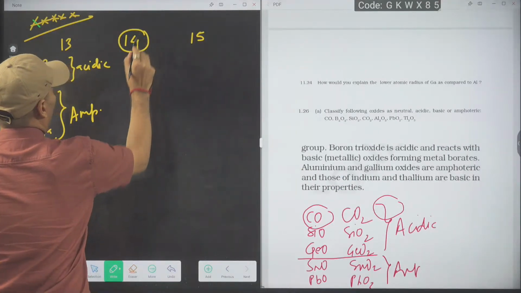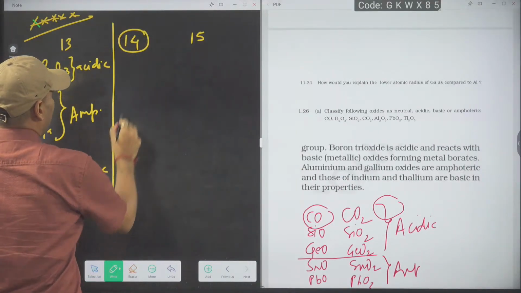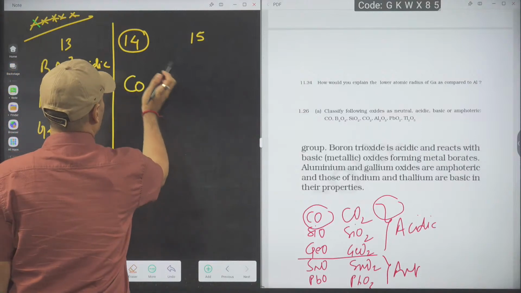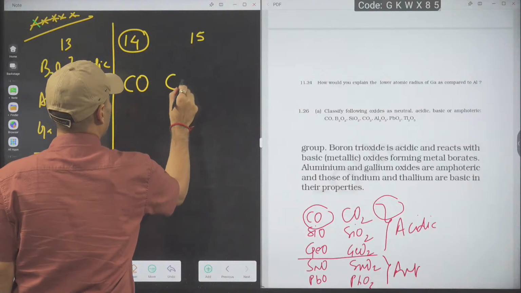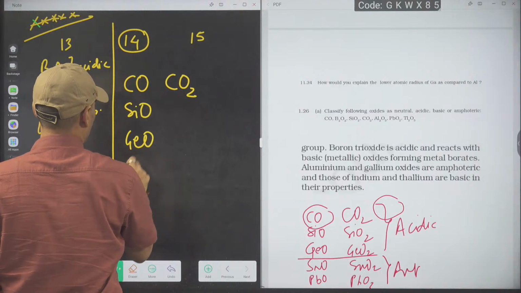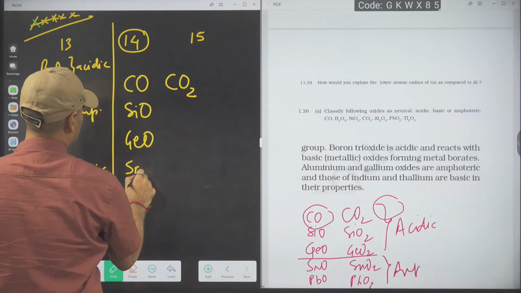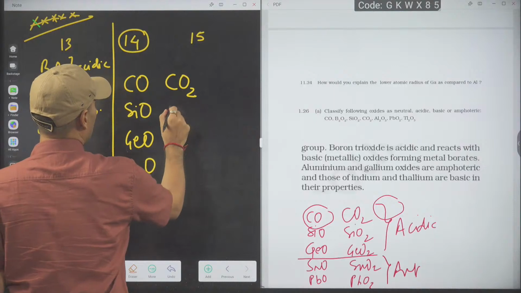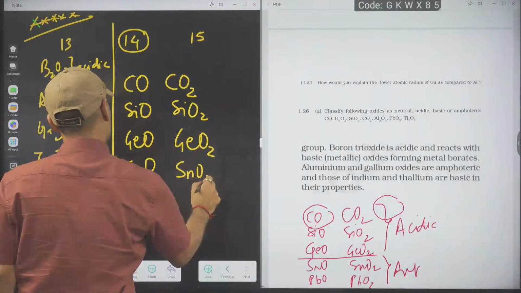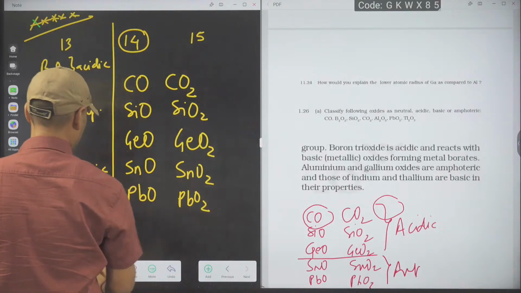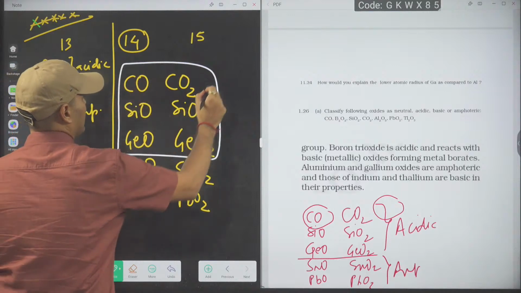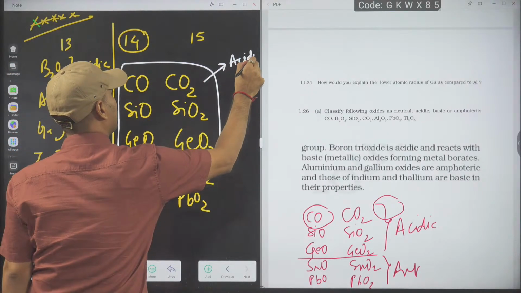See, in group 14, two types of oxide are formed, one monoxide, one dioxide. You remember CO, CO2. So we have CO, SiO, GeO, and then for carbon, silicon, germanium, tin, lead, here we have SiO2, GeO2, SnO2, PbO2. Clear? Non-metal oxides are generally acidic. So these all are acidic.